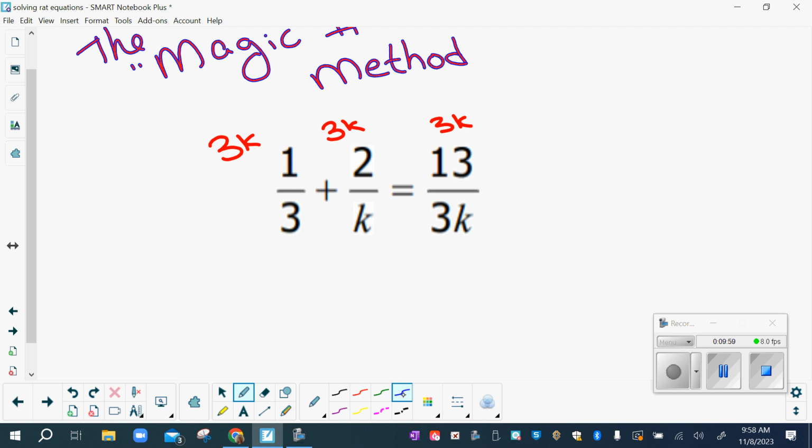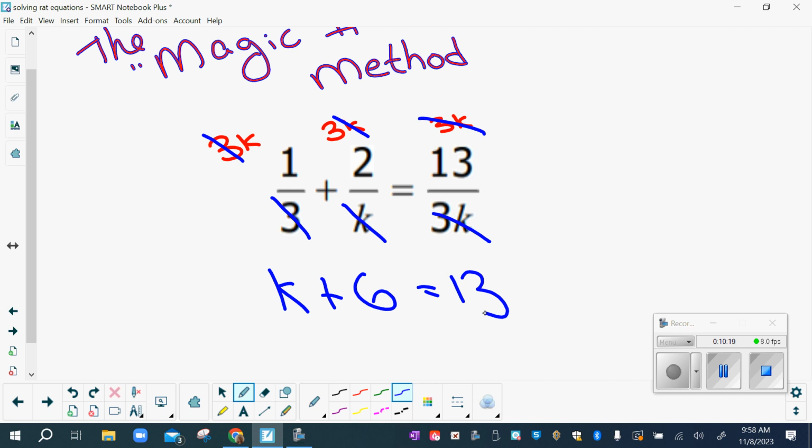So here we go. The 3 cancels with this one, so I'm left with k. I have such a small life. Don't take away what few pleasures I have. The k cancels with this one, and I'm left with 6. And the 3k cancels with this one, and I am left with 13. So this crazy problem is super easy, right? That's all I have to do? Yeah, it is. k equals 7.